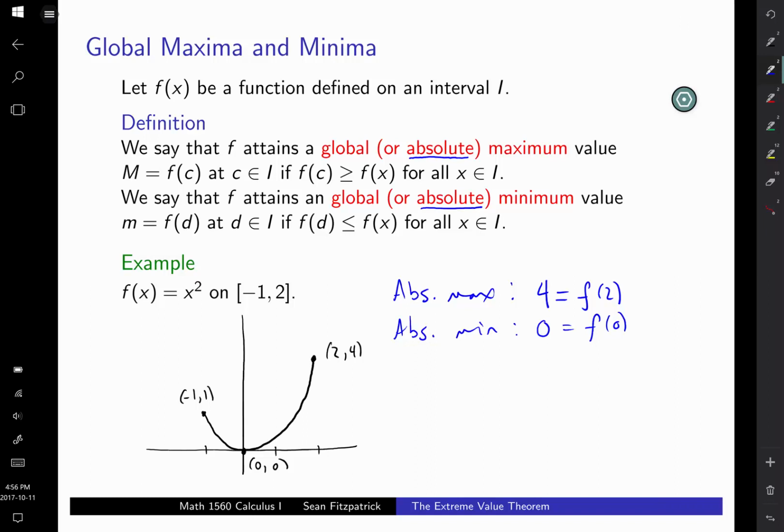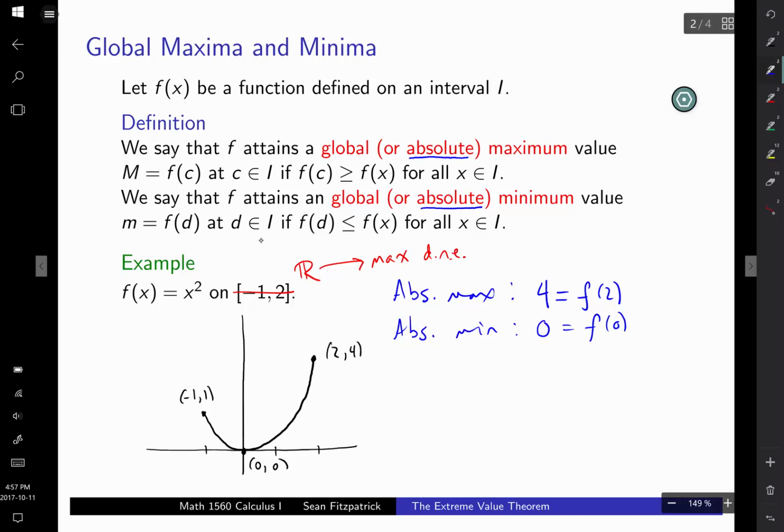Now, of course, if I modified this and said, well, instead of looking at the interval from 1 to 2, let's say I want to consider the whole real line, right? Well, if I consider it on the whole real line, then there is no limit to how big my function can get, and so the max just would not exist in that case. There would be no maximum because it keeps getting bigger and bigger and bigger forever.